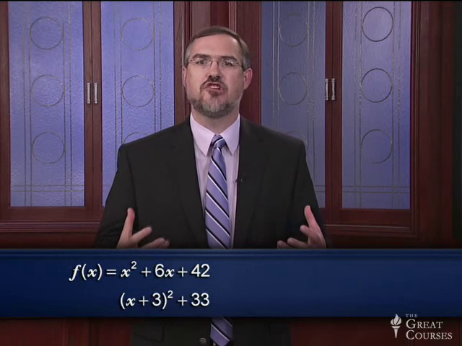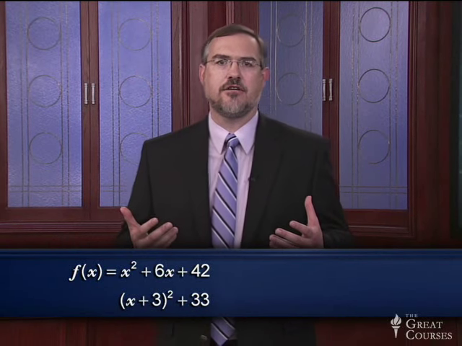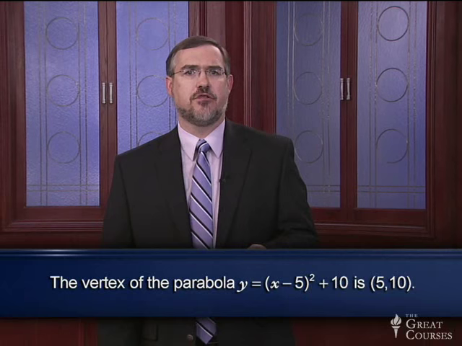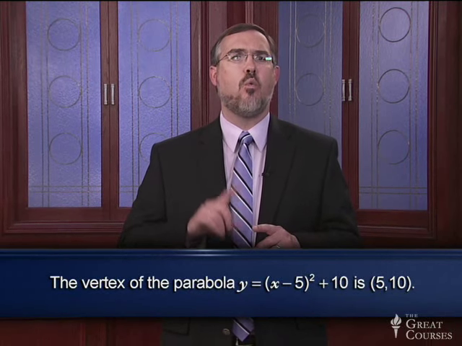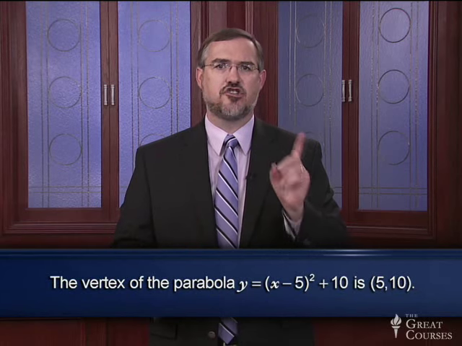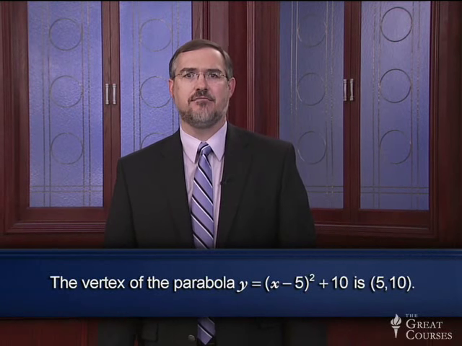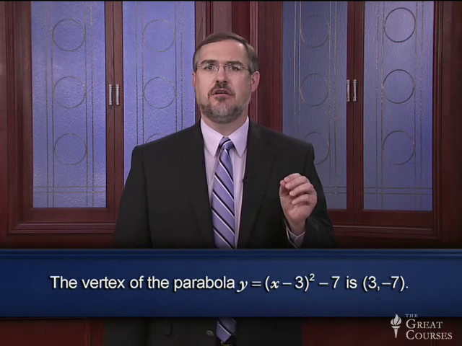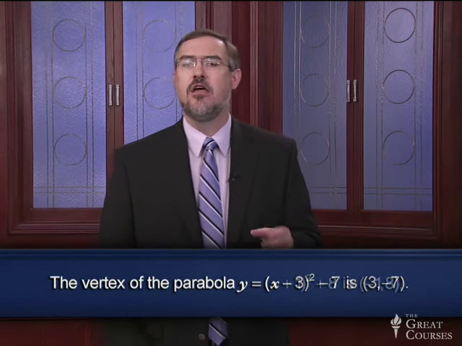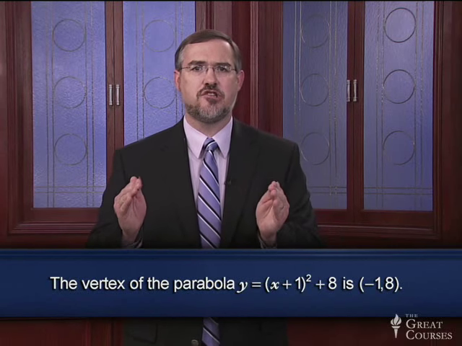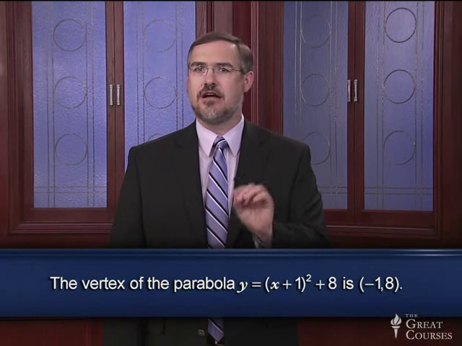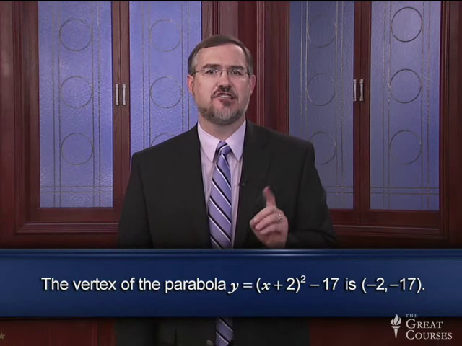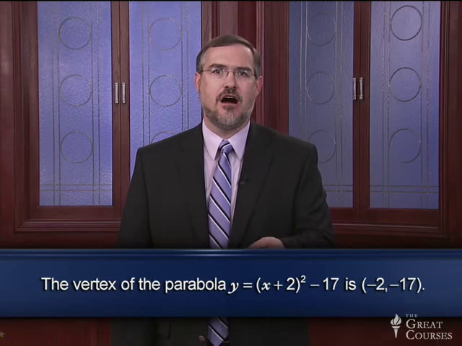And that pattern continues on even if you look at other quadratic functions that have been rewritten with completing the square. For example, the vertex of the parabola that can be drawn from the equation y equals (x minus 5) squared plus 10 is just 5 comma 10. The vertex of the parabola from (x minus 3) squared minus 7 is 3 comma negative 7. The vertex from the parabola y equals (x plus 1) squared plus 8 is negative 1 comma 8. And lastly, the vertex of the parabola y equals (x plus 2) squared minus 17 is negative 2 comma negative 17.